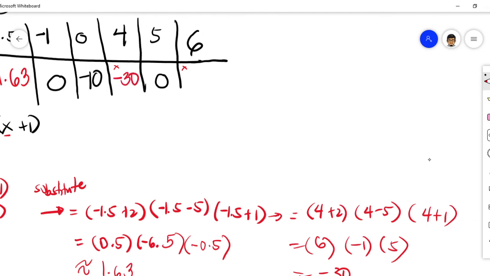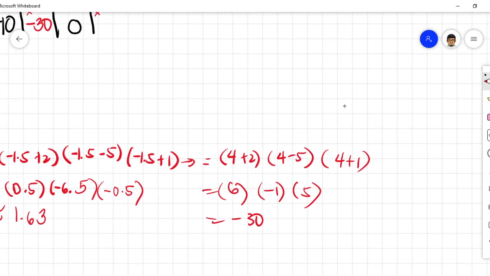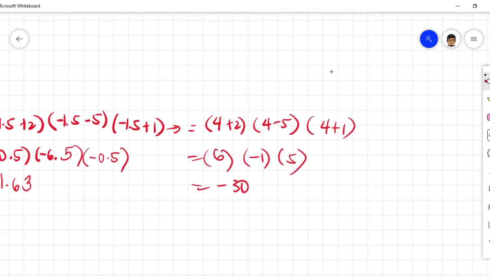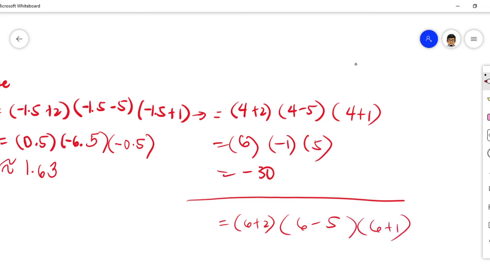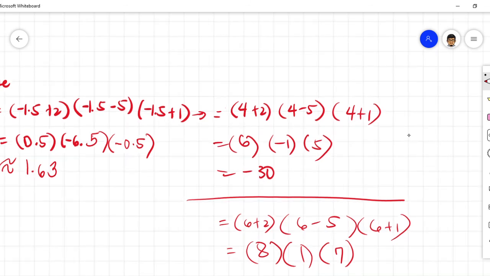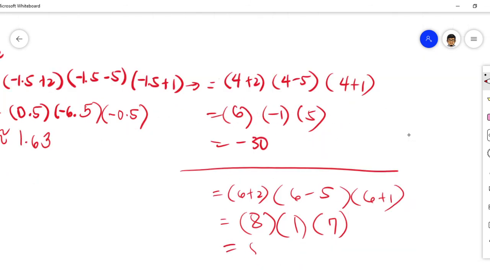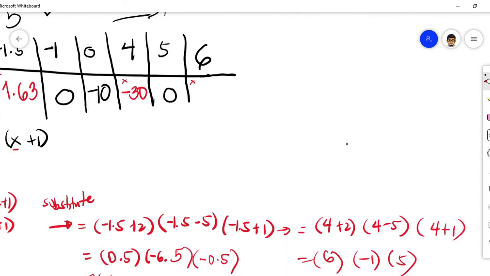Okay. Next, 6. For 6, we will also go straight here. 6 plus 2, 6 minus 5, 6 plus 1. 6 plus 2 is 8. 6 minus 5 is 1. 6 plus 1 is 7. 8 times 1, times 7, that is 56. So, when x is equal to 6, the value of y is 56.